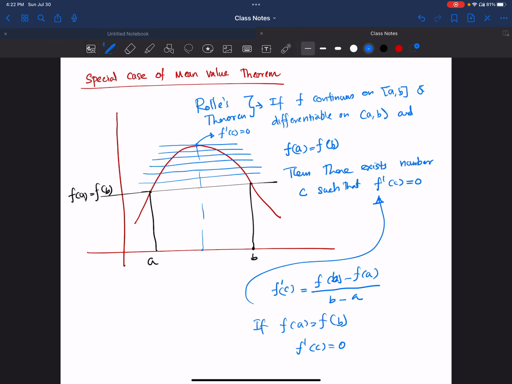So let's use this mean value theorem and its consequences to find the maximums and minimums and analyze critical points on functions.